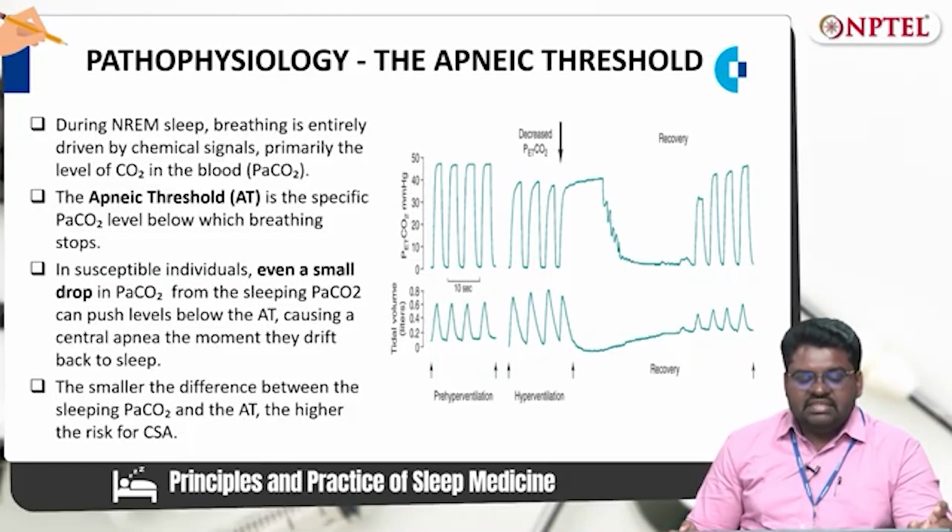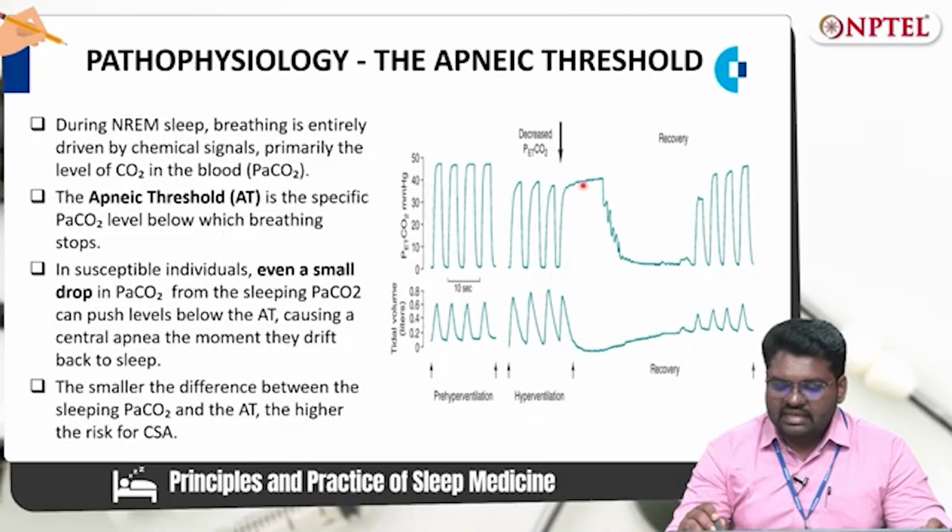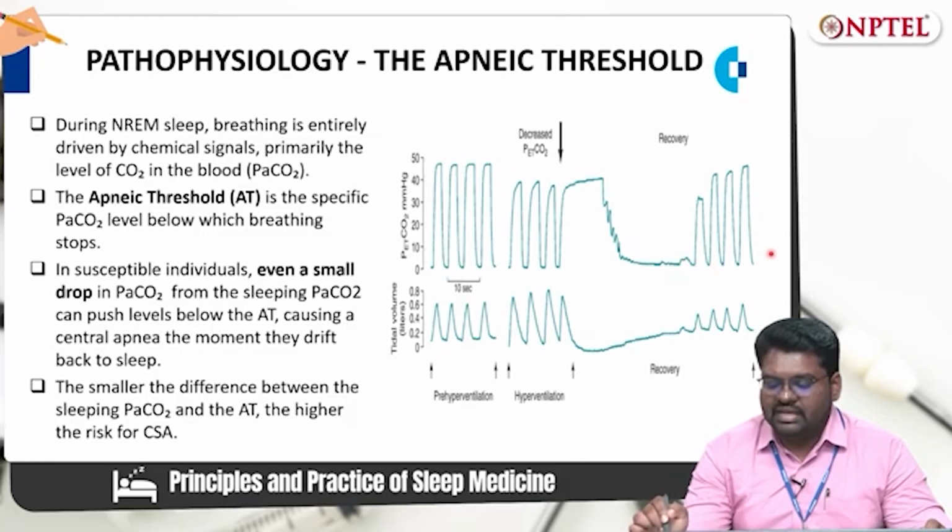So, the difference is more important. The smaller the difference between the sleeping carbon dioxide level and the apneic threshold, the higher the risk of central sleep apnea. In this, you can see the patient before pre-hyperventilation. Next, the patient is going for hyperventilation. Then what happened? The carbon dioxide level falls below the apneic threshold level. After that, what happens? There will be a cessation of breathing. So, this leads to a cycle. So, central sleep apnea starts.